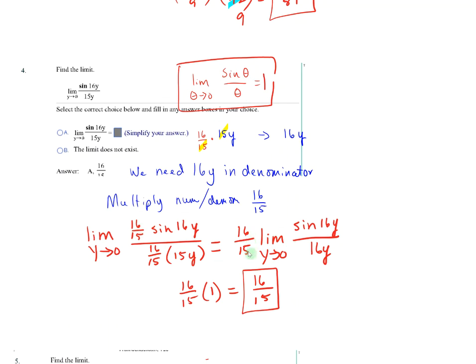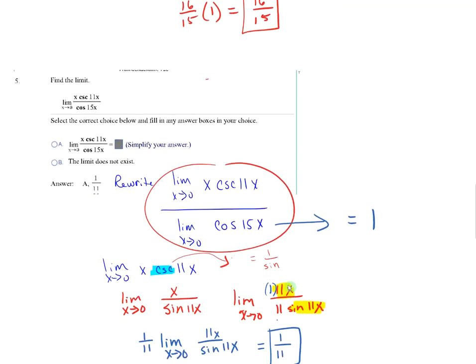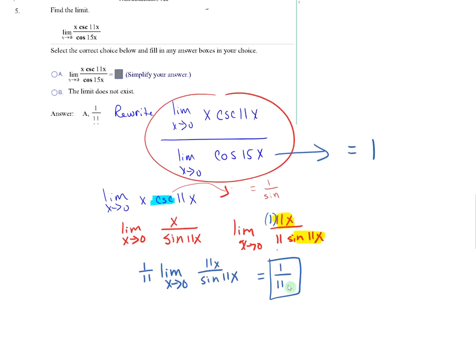So now we have 16 over 15, the limit as y approaches 0 of sine 16y over 16y. That becomes 1, and 1 times 16 over 15 is 16/15. Okay? So you have to keep in mind what you're trying to get to.